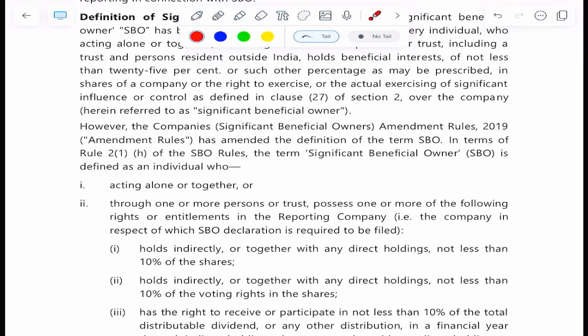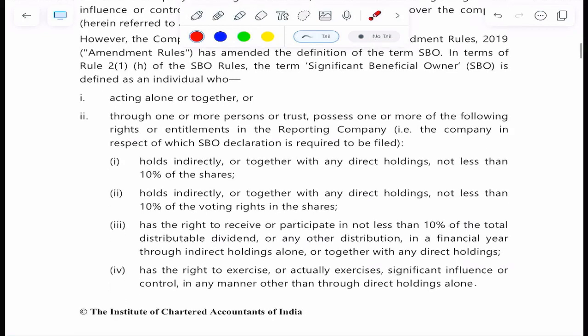However, the companies has amended the definition of the term SBO in terms of Rule 2(1)(h) of the SBO rules. The term SBO is defined as an individual who, acting alone or together or through one or more person or trust, holds more than or equal to 10% of voting power, more than or equal to 10% of shares, dividend of more than 10%, and significant influence.